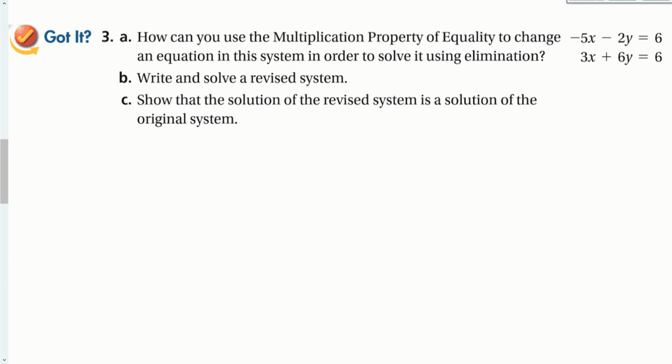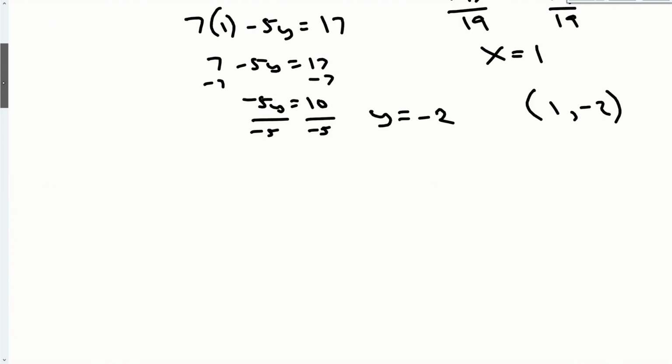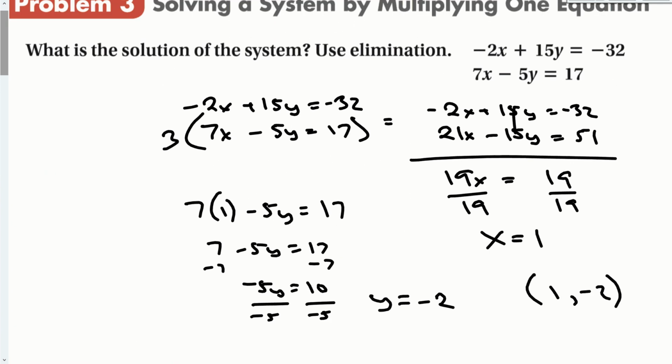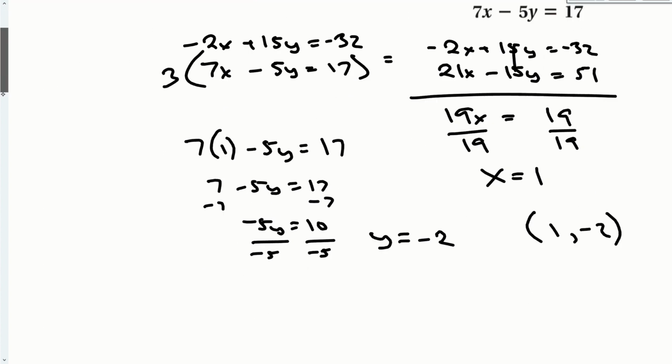First of all, before we look at the next one, I didn't have to multiply the bottom equation by 3 to make the y's cancel. I could have thought of a way to multiply the top one and the bottom one by something to make the x's cancel. I could multiply the top by 7 and the bottom by 2, and I would have a negative 14x and a positive 14x. But multiplying the bottom one by just 3 was simpler.